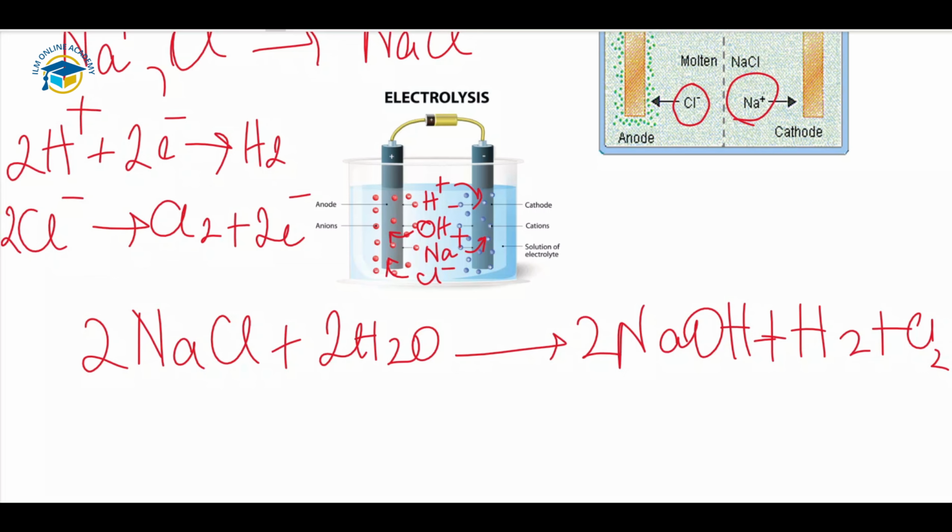So the ions present in our solution that remain are the sodium ions and the hydroxide ions. Hydrogen ions will take electrons more easily or more quickly from the cathode as compared to the sodium ions. So sodium ions will be attracted towards the hydroxide ions present in the solution. So the effect of the concentration is important.